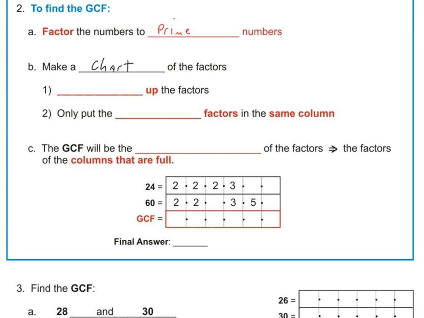Crazy, all right? We have charts in Jersey. All right, make a chart of the factors. Now here comes some details. Number one, line up the factors. I have an example down below.